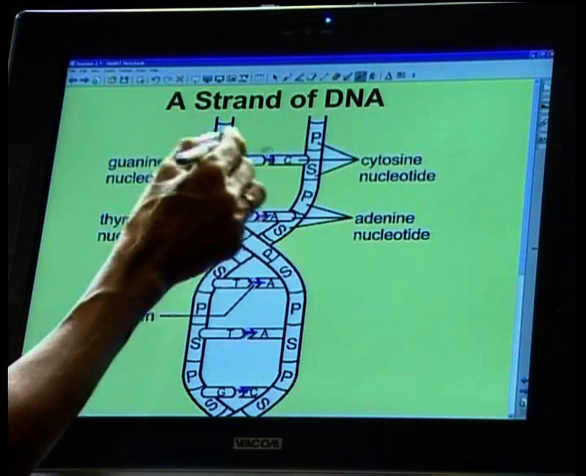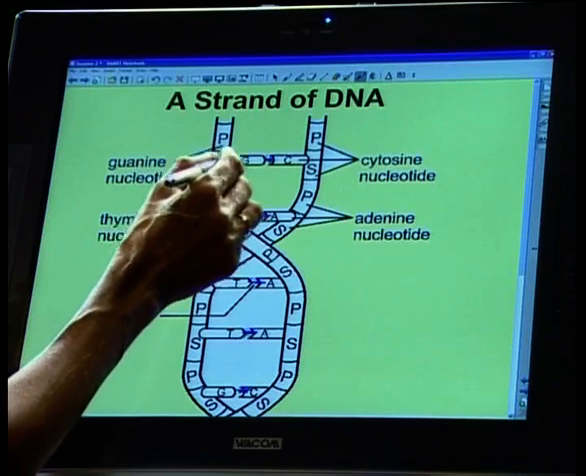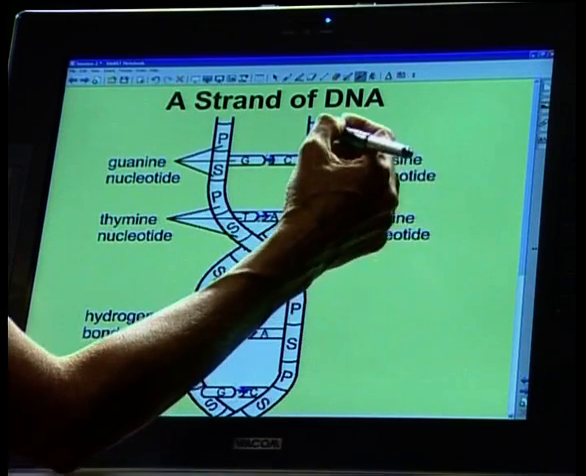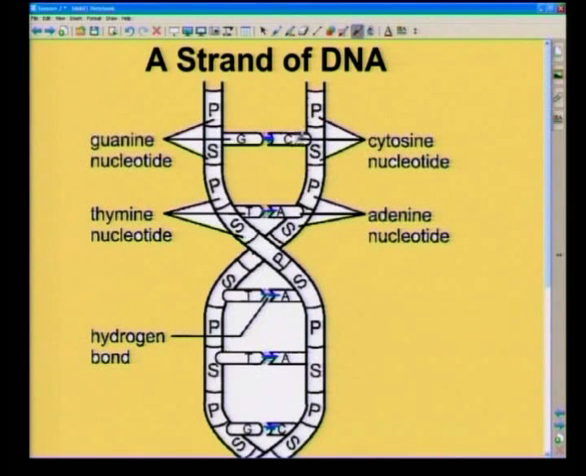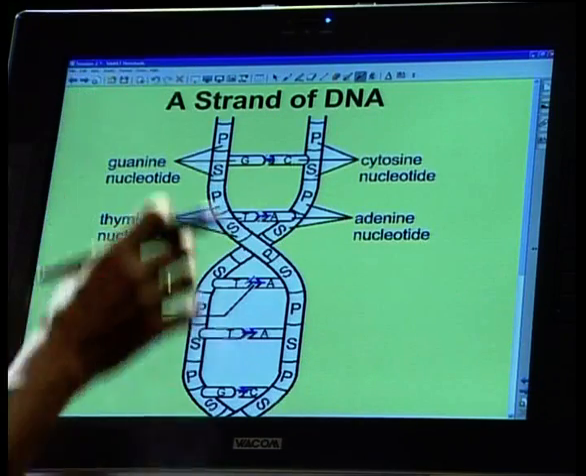Okay, so here we have the guanine nucleotide. There's the phosphate, pentose sugar, and the nitrogenous base. Here we have the cytosine nucleotide, phosphate, pentose sugar, nitrogenous base. The adenine nucleotide and the thymine nucleotide. And we've got our weak hydrogen bonds there. Okay, people, so this would be a strand of DNA.